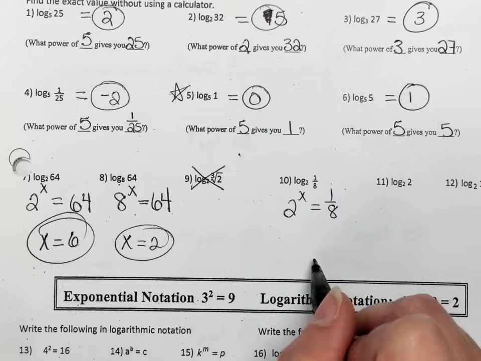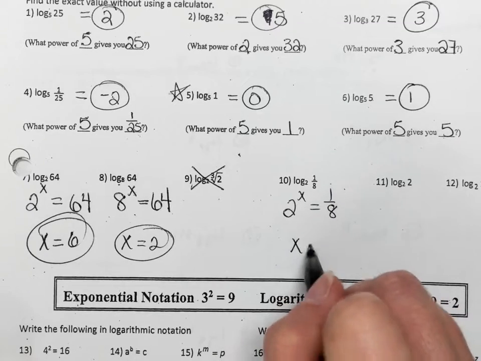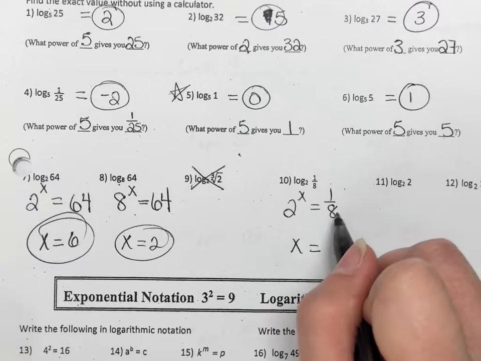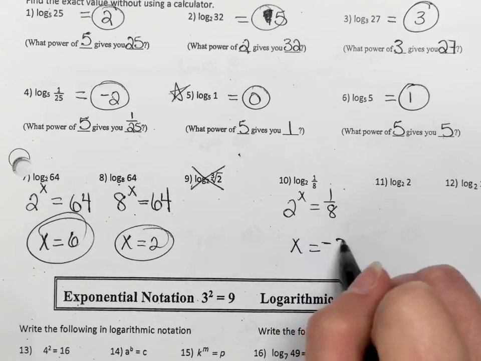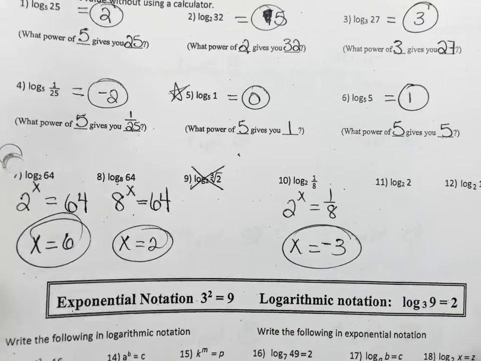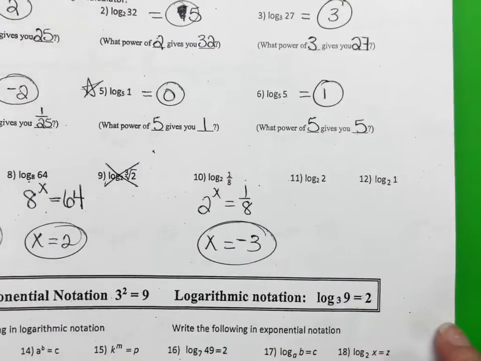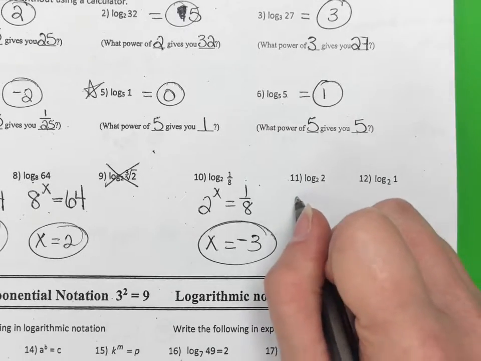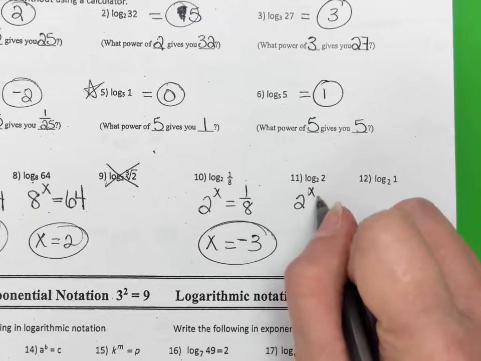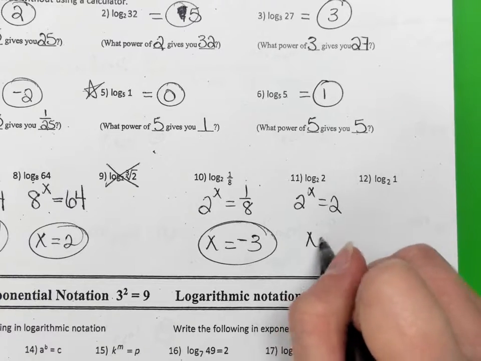Okay, guys, so look. What power of 2 gives you 8, first of all? 3. And if you move that to the bottom, what does it make it? Negative. There you go. Okay, got 2 more. What power of 2 gives you 2? 1.